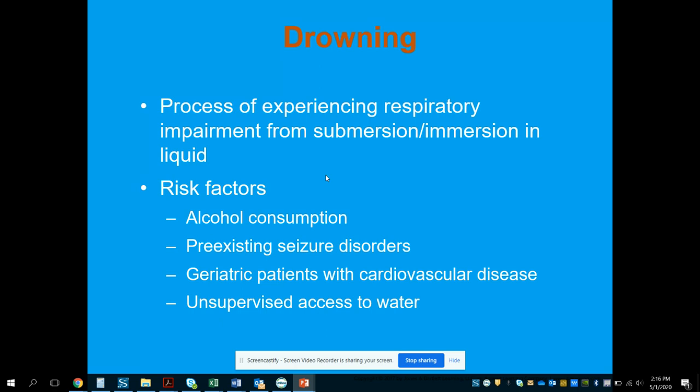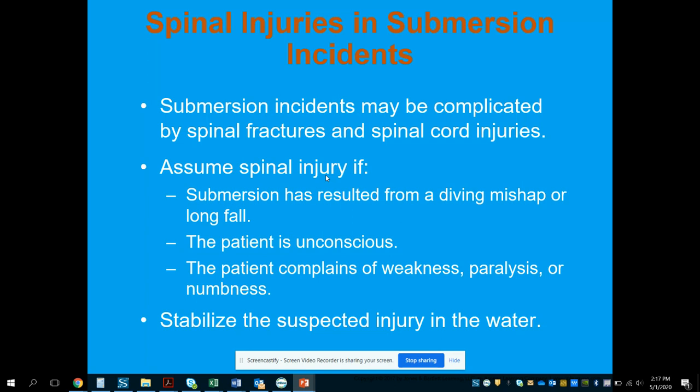So moving on to talking about drowning. This is the process of experiencing respiratory impairment from submersion or immersion in a liquid, obviously usually water. And so some risk factors here: alcohol consumption, particularly for teenagers, pre-existing seizure disorders, geriatric patients with cardiovascular diseases, and unsupervised access to water, usually with small children.